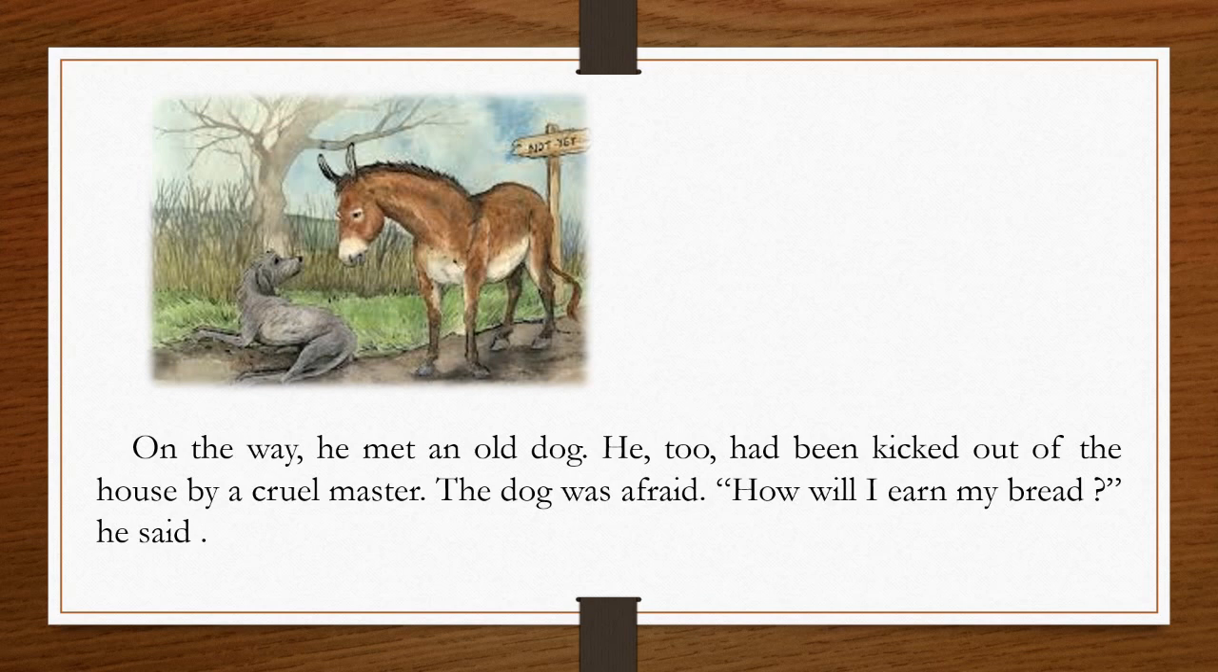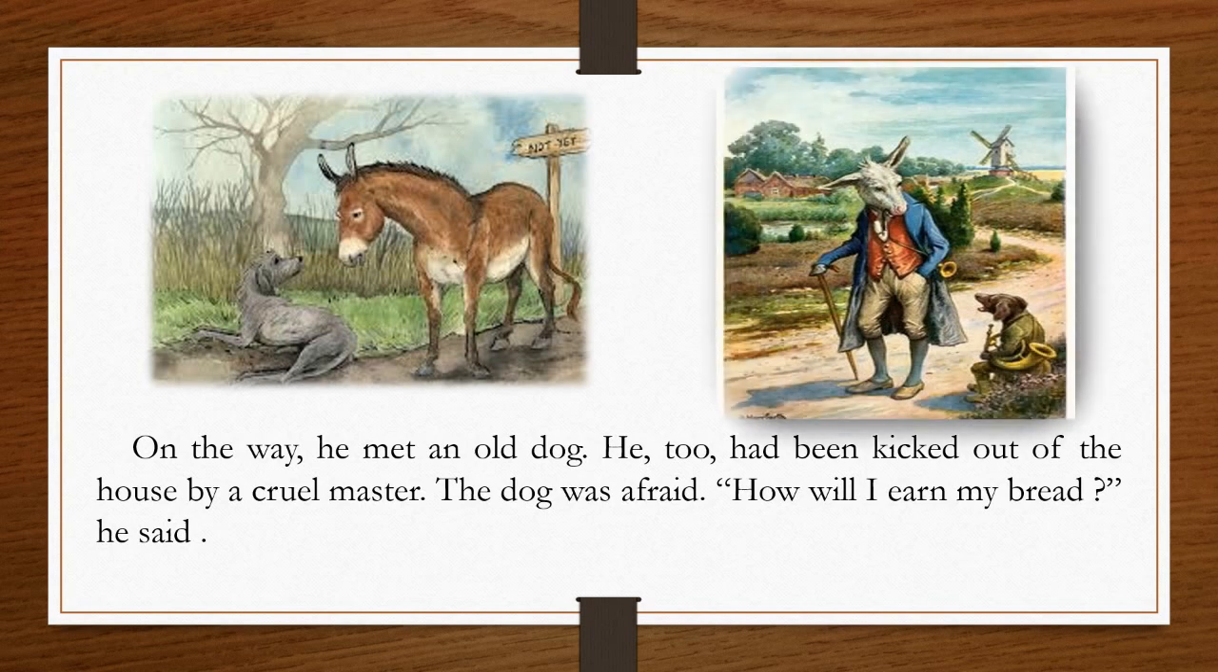Now students, on his way to Bremen, he met an old dog. The dog was also removed from the house by his cruel master. The dog was afraid and said, how would he earn his bread? From where would he bring money and food? The dog was also old, so he was also not able to do much work.